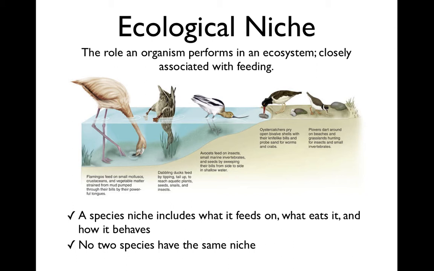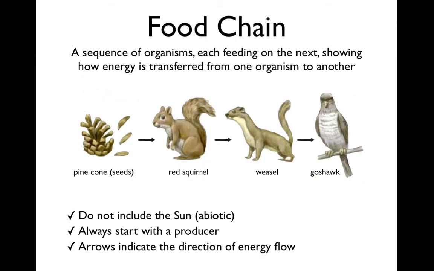These are a couple different examples. Flamingos would have a different niche than, say, a duck, which would have a different niche than some of these other birds that you see here. And they all play a very, very specific role. Okay? A food chain, then, becomes important and grows directly from the definition of what niche is, right?